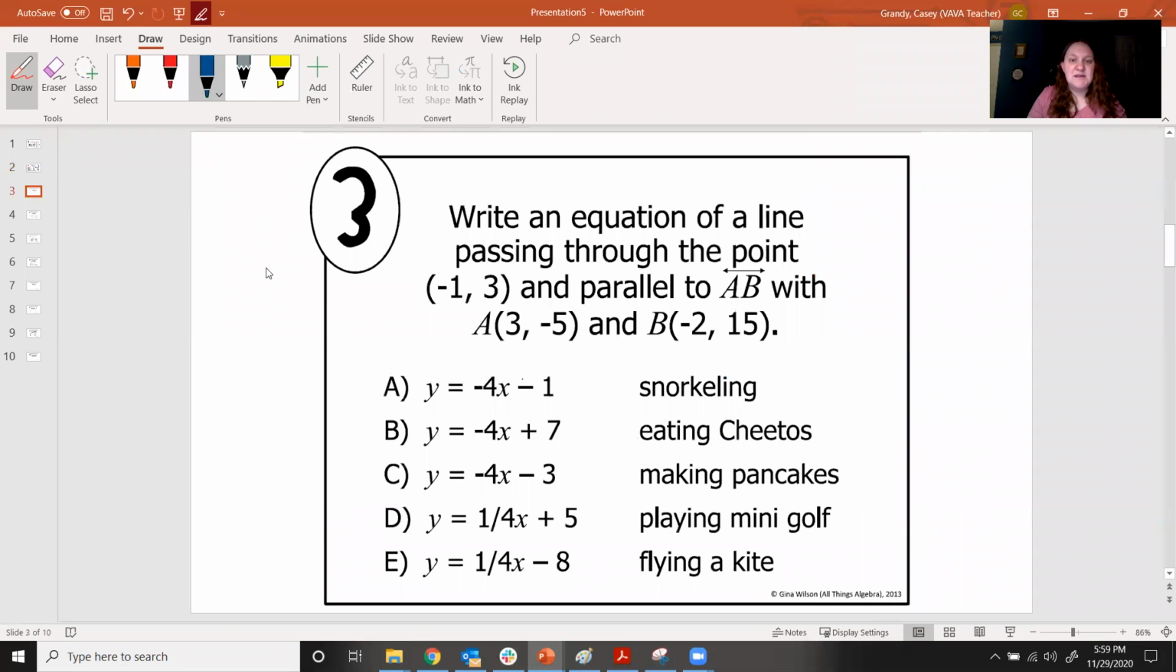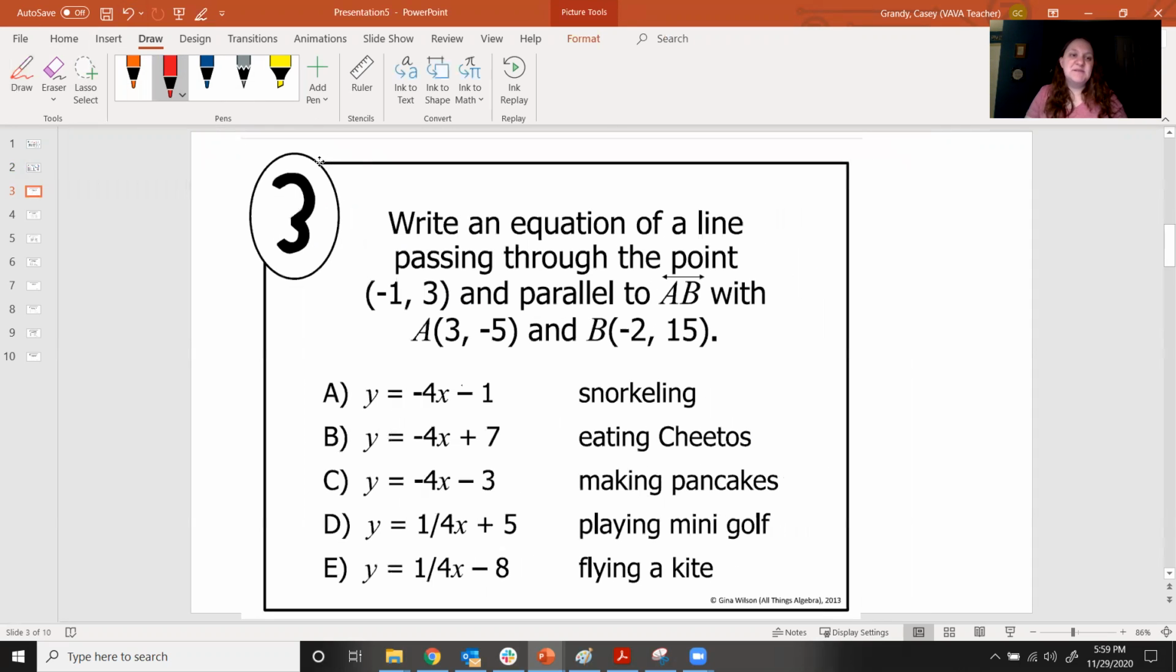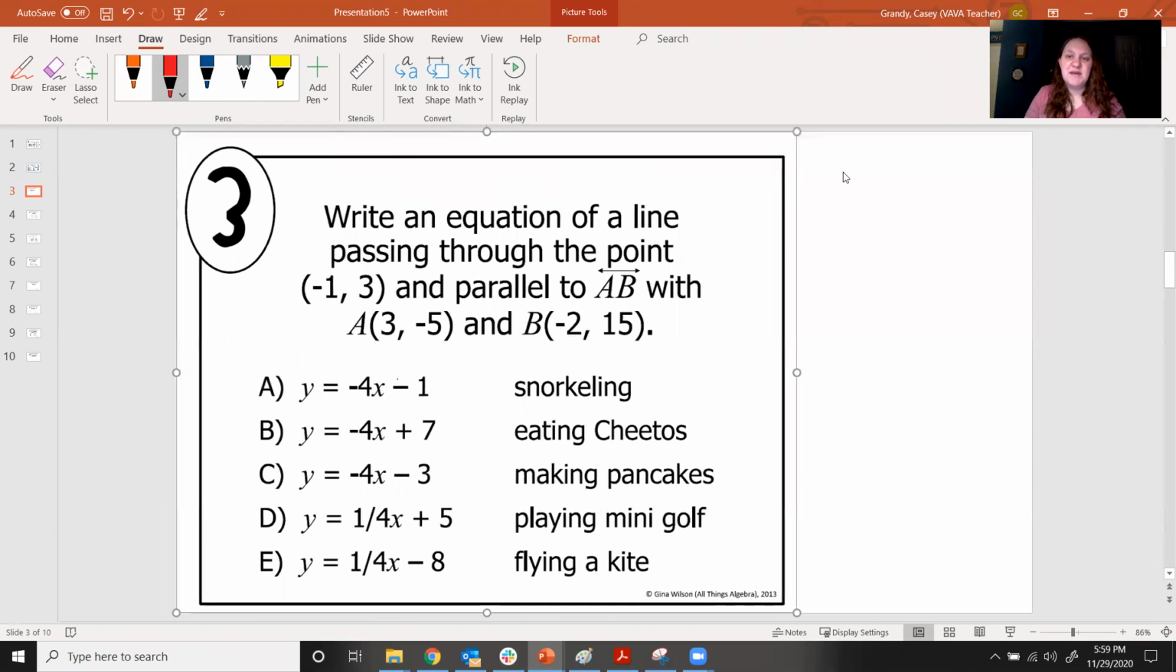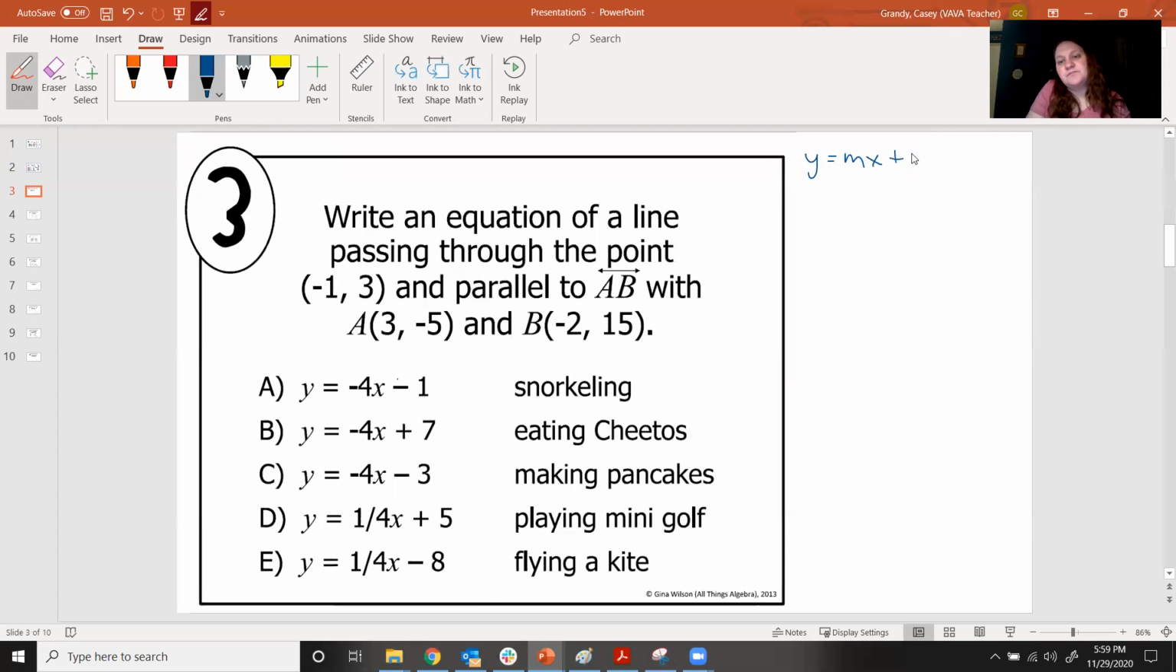Let's try number 3. Write an equation of a line that passes through the point (-1, 3) and is parallel to AB, with A at (3, -5) and B at (-2, 15). So remember that when you are writing an equation of a line, the best place to start is slope-intercept form. There's other ways to write the lines, but the best place to start is slope-intercept. So we're looking at y equals mx plus b. And notice that all of my answers are in that form also.